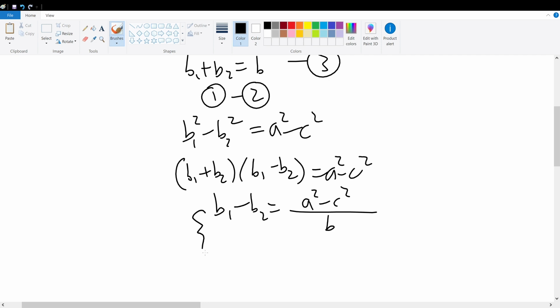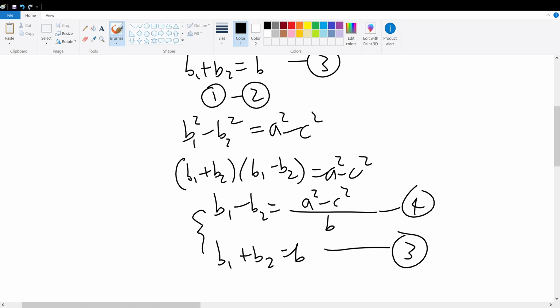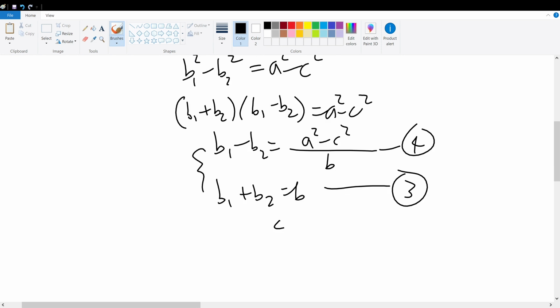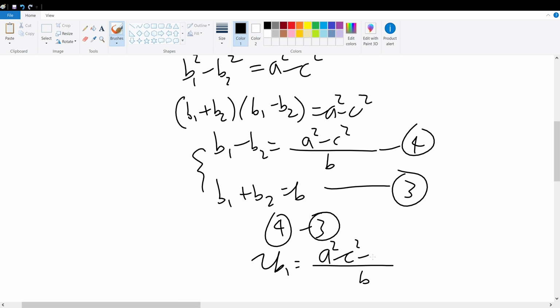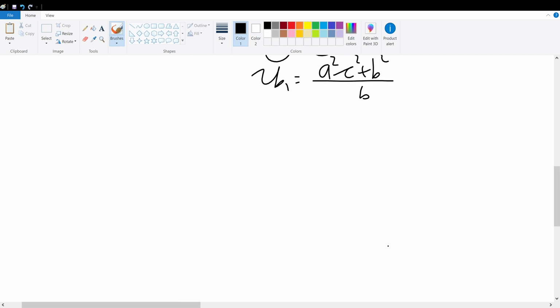We can combine this with equation 3, which states b1 plus b2 is equal to b. Calling this equation 3, and calling the other equation 4, we add the two together to cancel out the b2 term to get 2b1 is equal to b in the denominator and a squared minus c squared plus b squared as its numerator. Dividing by 2 on both sides, we get b1 is equal to 2b in the denominator and a squared minus c squared plus b squared in the numerator, unchanged.